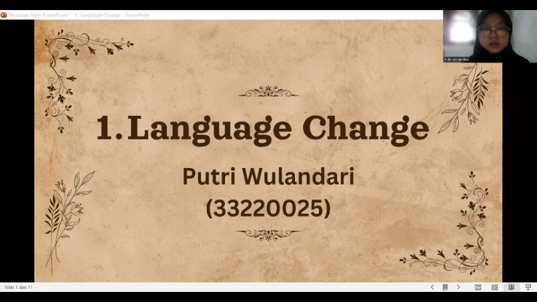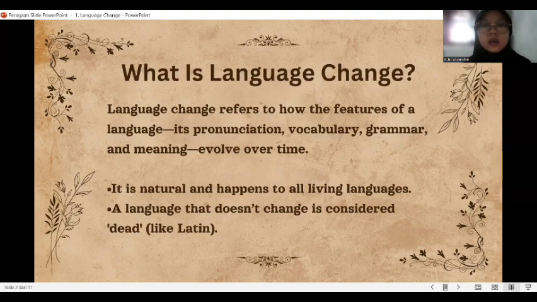And this is the topic number 1, that is language change. What is language change? Language change refers to how the features of a language, its pronunciation, vocabulary, grammar, and meaning evolve over time. This change is natural, inevitable, and happens to all living languages. A language that does not change is likely a dead language, like Latin or Old Japanese.